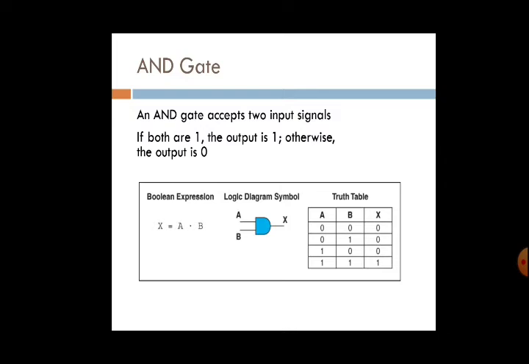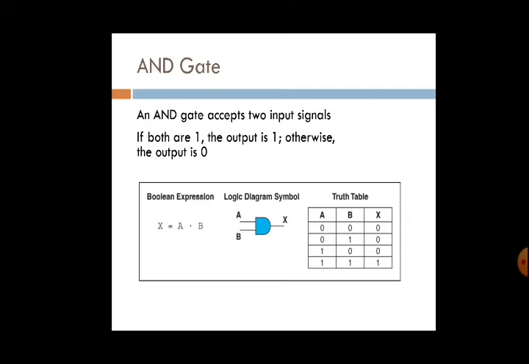In short, the AND gate performs the multiplication operation. See the Boolean expression, X is equal to A dot B. It means in AND gate, both inputs are multiplied. Okay, so this is AND gate. The logic diagram symbol of AND gate is seen in the middle area.